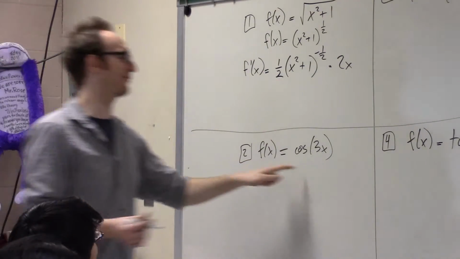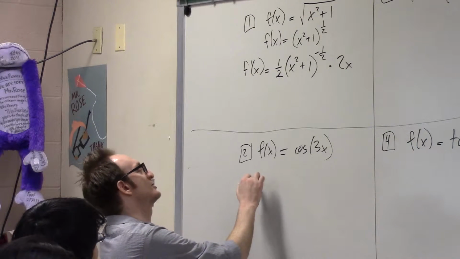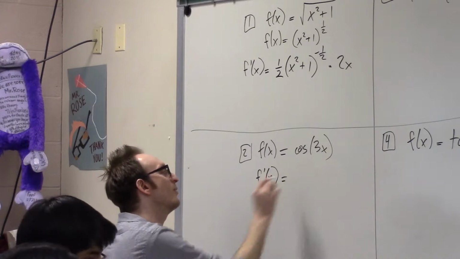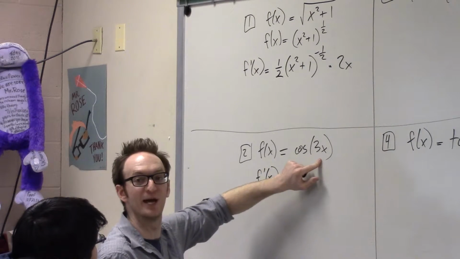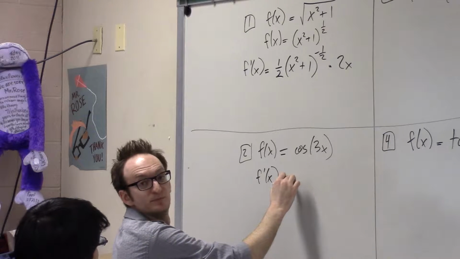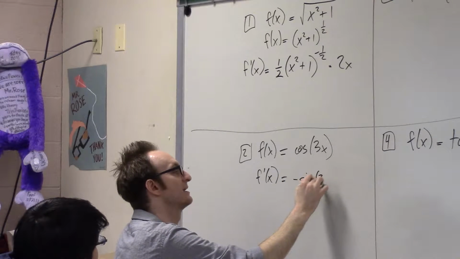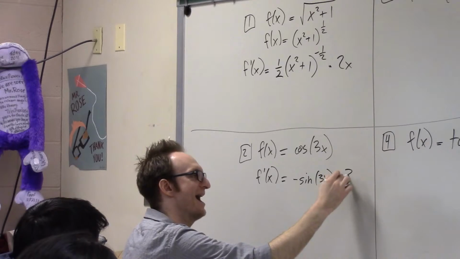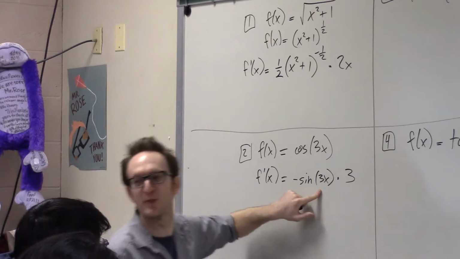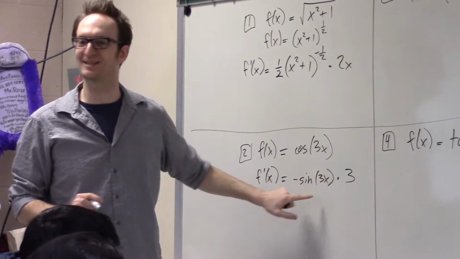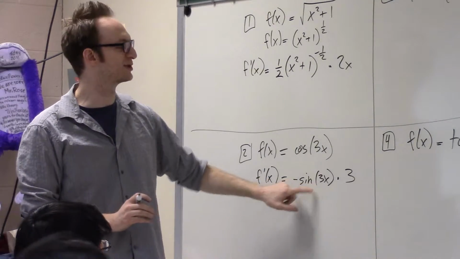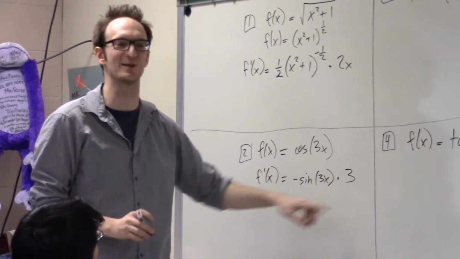So like over here, for example, what's the derivative of cosine 3x? Well, the derivative of cosine of something is negative sine something. Back inside! For the derivative of the 3x. When you go back inside, it reminds you that you always have to do the chain rule. You need to go back inside and take the derivative of the inner function.